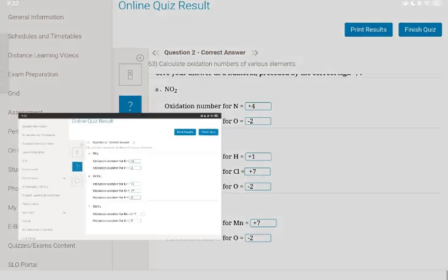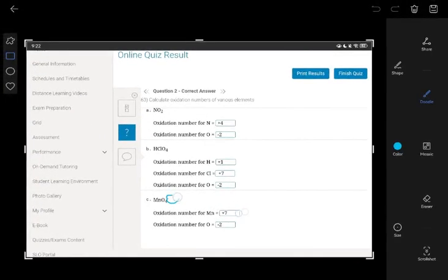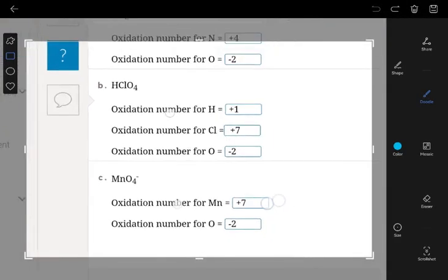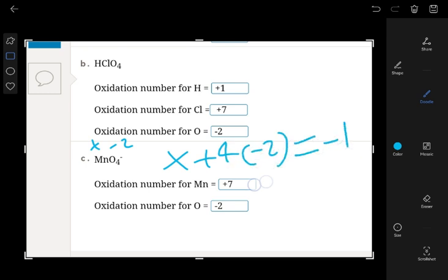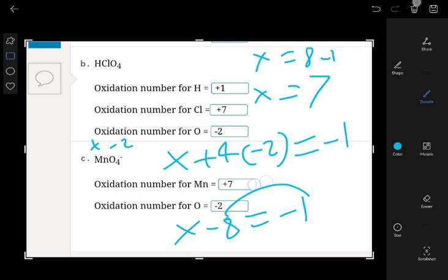For this one, instead of equating it to 0, you equate it to -1 because that's what the charge is. So I'm going to zoom in. That means x and -2 again. So x plus 4 times -2 equals -1 instead of being equal to 0. So that means x minus 8 equals -1. Take 8 to the other side. X equals 8 minus 1. So x equals 7.